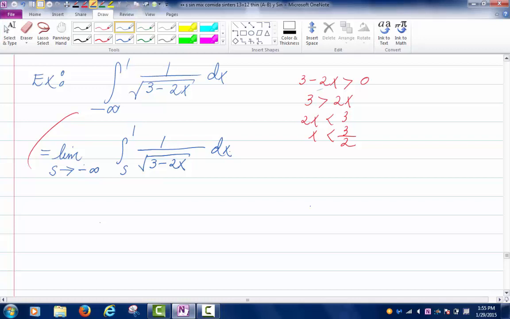Note that when I am doing these integrals from a to infinity or negative infinity to b, my integrand is continuous over the corresponding interval. Okay? Now, how would I compute this integral? What should I use? Do I know how to integrate if instead of 3 minus 2x, I had just x? Well, that tells you that you need to do a substitution. So let's go ahead and do that. Let's take u to be 3 minus 2x. And then what would be the differential of u? Negative 2 dx, which would mean negative half du is dx, right?